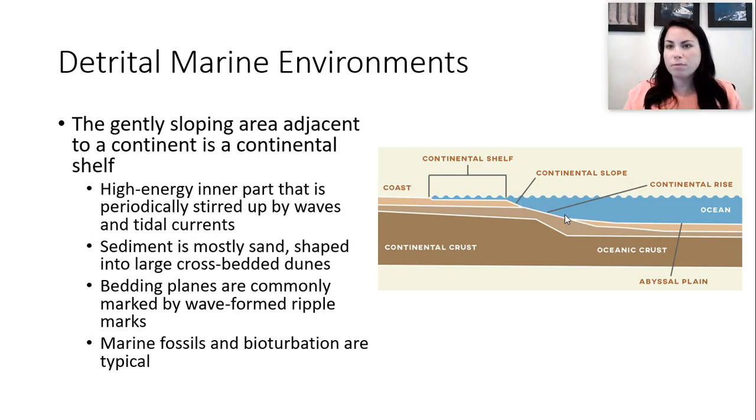So we see a lot of what used to be maybe sand dunes in the beach that then gets pushed into the marine environment. Bedding planes are commonly marked by wave-formed ripple marks. So you would see remnants of currents and ripples in the sediment itself. And marine fossils and bioturbation are typically present. So we would expect to see shells and maybe reefs and things like that.